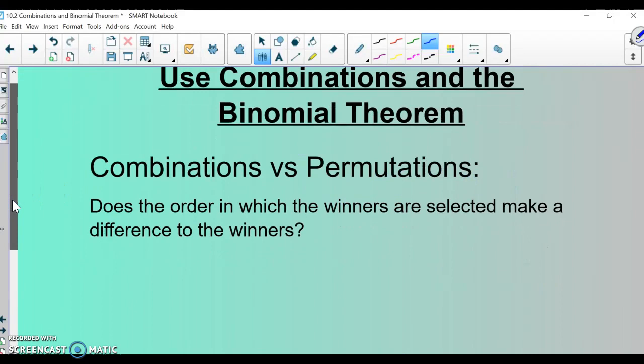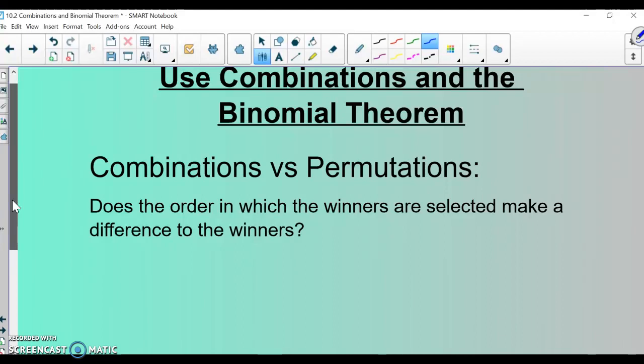A huge part of this is going to be you guys identifying when is it combinations and when is it permutations. That's really the tricky part. I'm not having you guys do the calculations. Our calculators can do that. Remember, you guys are allowed to use your calculators on the ACT and the MCA. So what I'm really going to be quizzing or testing you on is saying, hey, do you guys know the difference between combinations and permutations? Remember, what you're asking is, does the order in which the winners are selected make a difference to the winners?